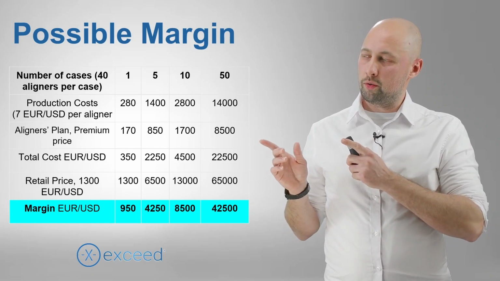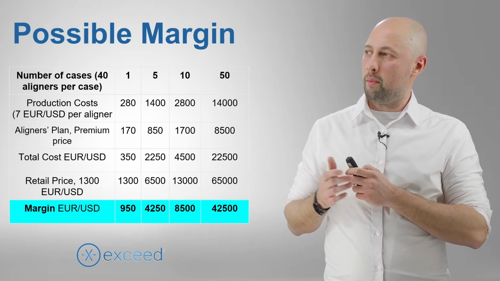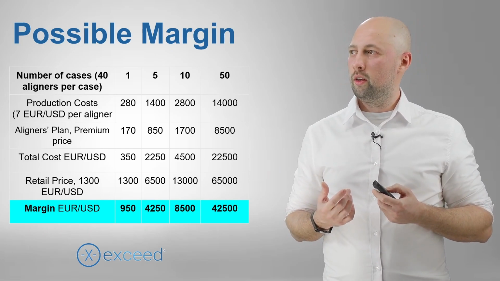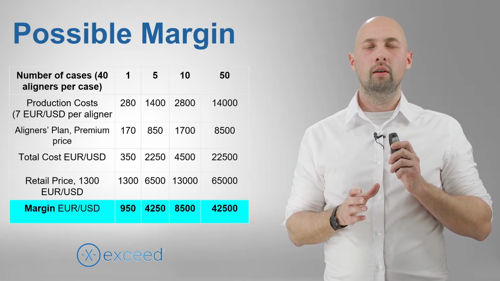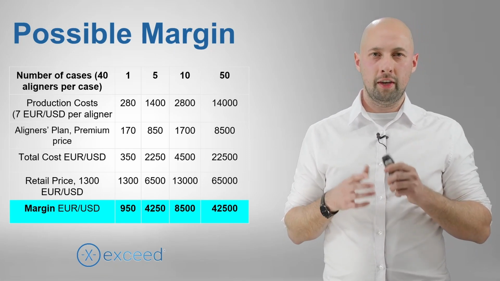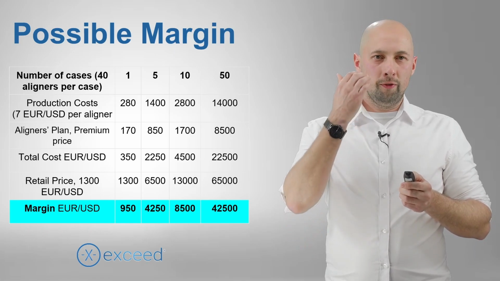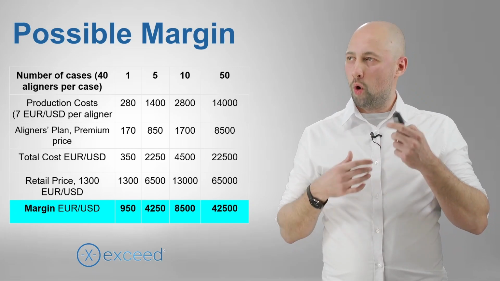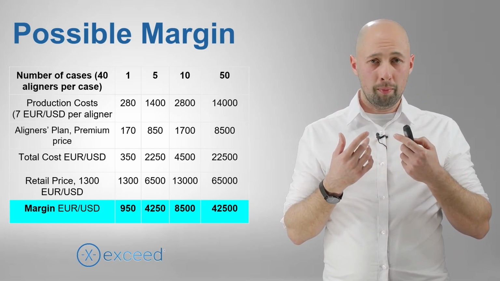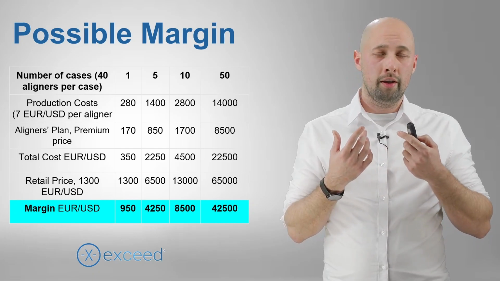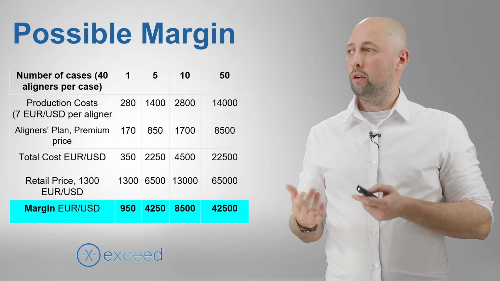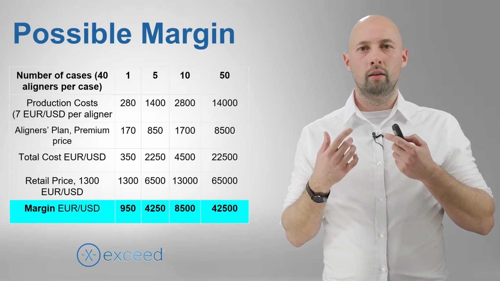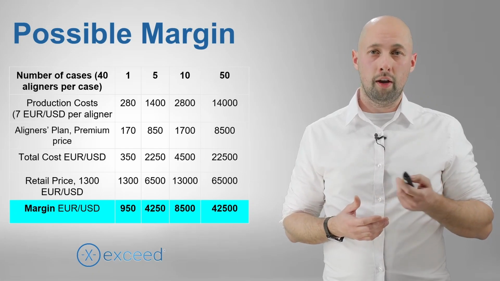But let's take a look at the screen for a moment. So as you remember, we have about €7 per aligner production costs. And normally we have about 40 aligners in the case. So it could be 20-20 for each arch, or it could be 30-10. But the approximate number is about 40 aligners per case. Therefore, 280 production costs. 280 euros for the production, or dollars if you're in the United States.